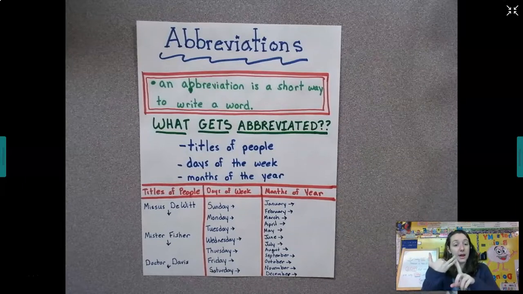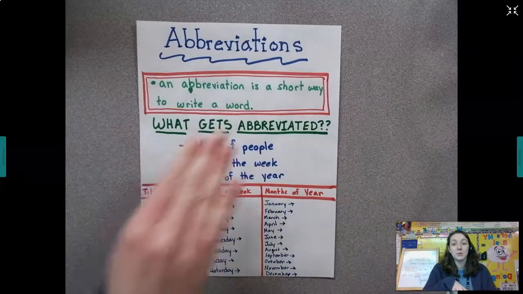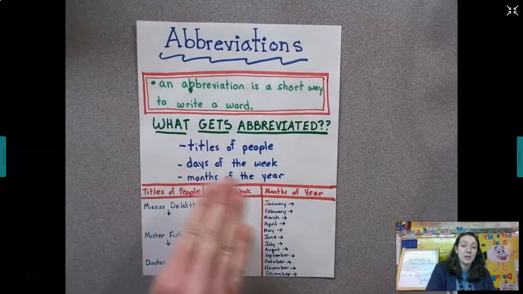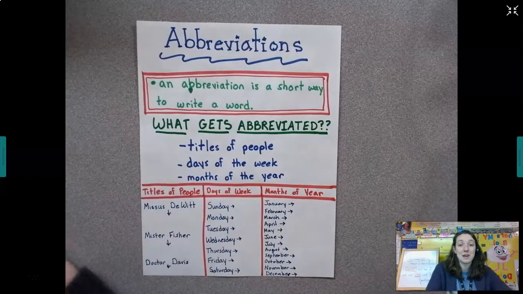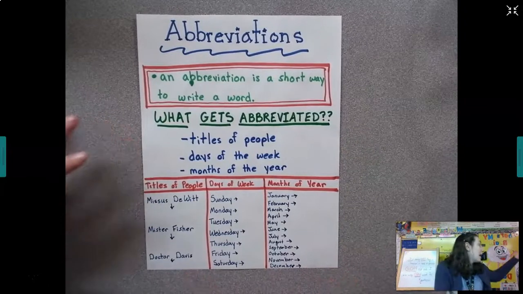Well, you can abbreviate titles of people, so like Mr., Mrs., Doctor. Days of the week, months of the year. You can also abbreviate some like street names, road names, but these are the ones we're going to focus on today. Titles of people, days of the week, and months of the year. Okay, so we're going to make this anchor chart, and I'm going to share this with you as a resource as well.